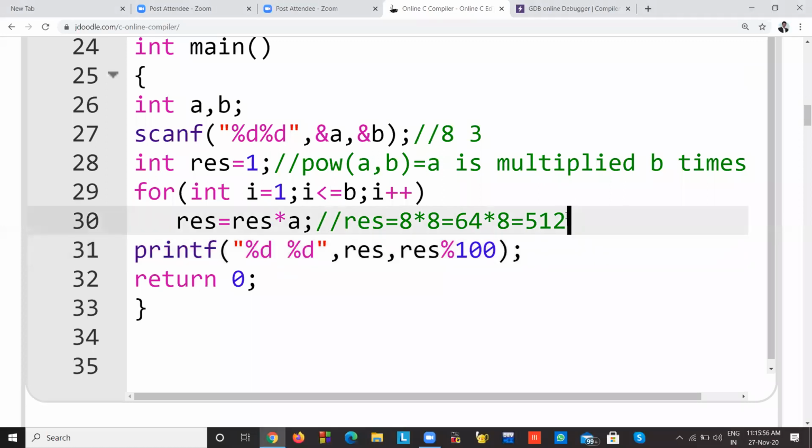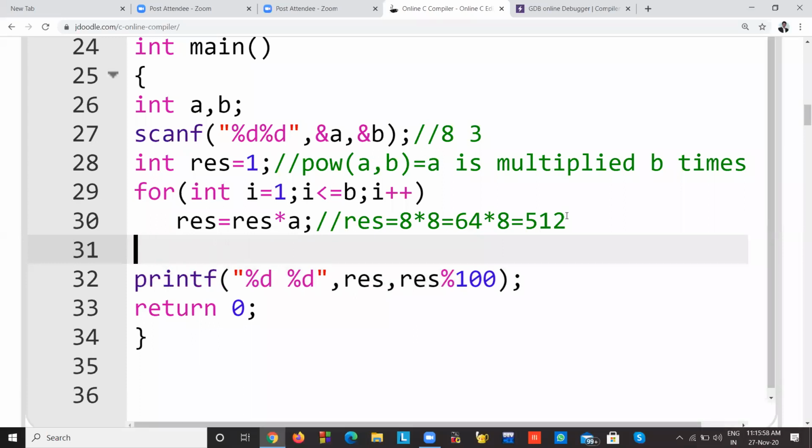After this line, I just wanted to print "loop complete". When will it be executed? How many lines are there within the body of the loop? The body of the loop contains only one line. How many times is this executed? B times this is executed.